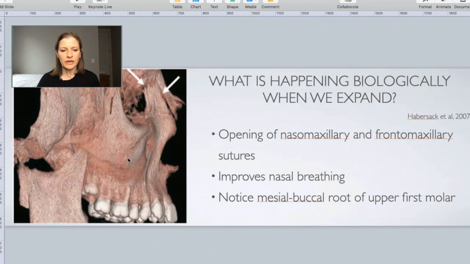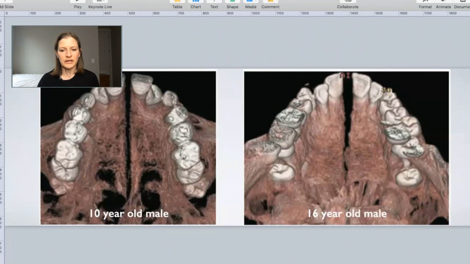And I want to point out too, if we start using tooth-borne appliances in late adolescence, the resistance at the suture level is so great that we could cause periodontal problems. Because what we'll tend to see is a lot of tipping as a secondary byproduct of our expansion if we're not able to open up that suture. So just sort of looking at that side by side here.